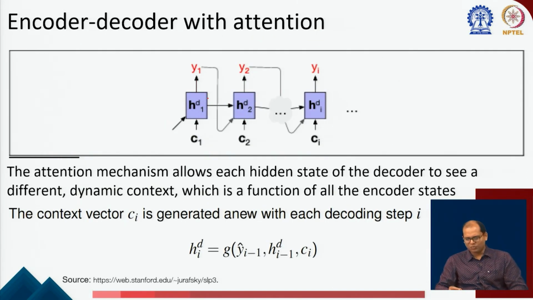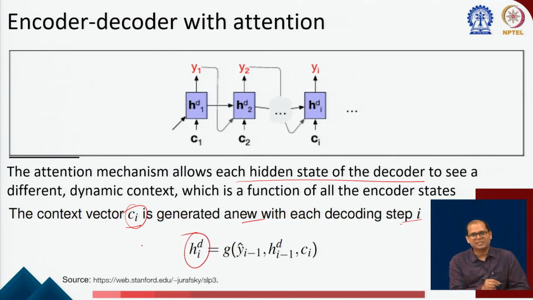So, for example, each hidden state of the decoder will be able to see a different and dynamic context, which is a function of all the encoder states. The context vector Ci is generated anew at each decoding step. How? At each decoding step, it becomes a function of the previous output that you generated, because that is fed as the input, the previous hidden state, and the context vector. And how do you get the context vector?